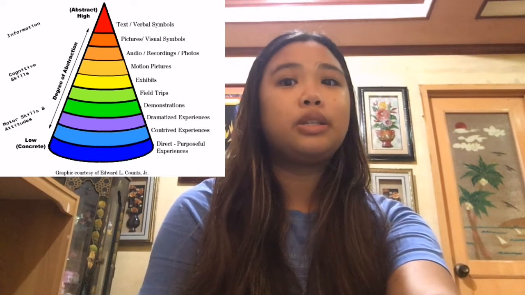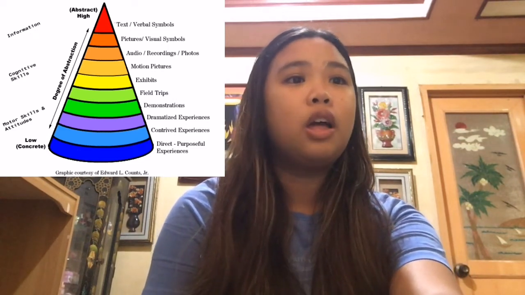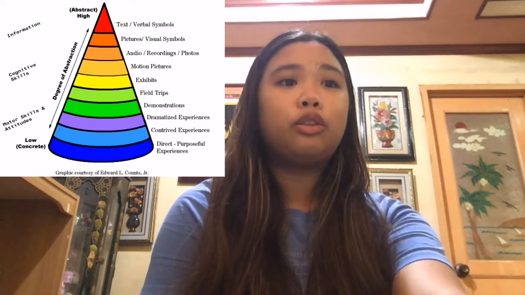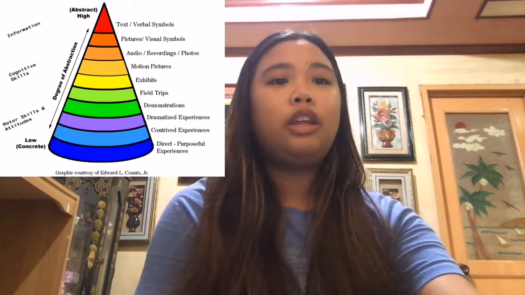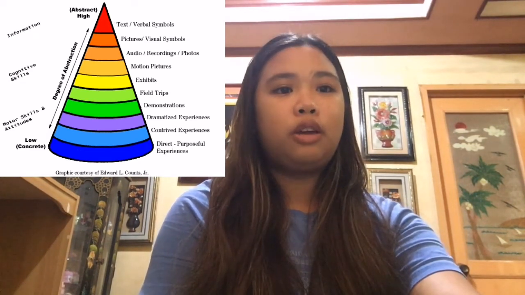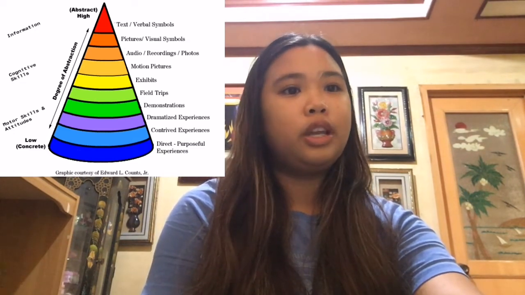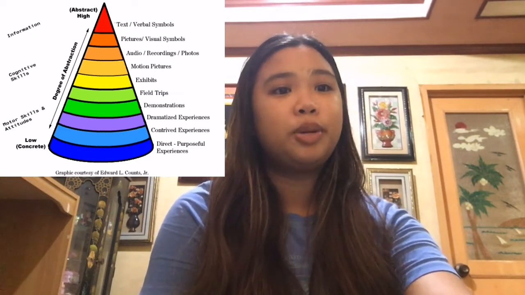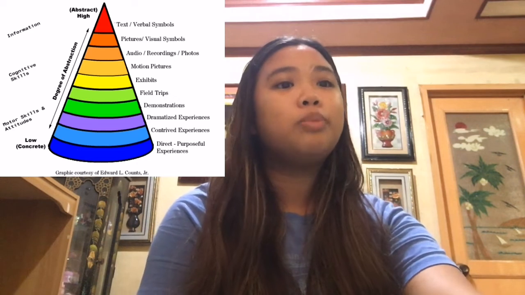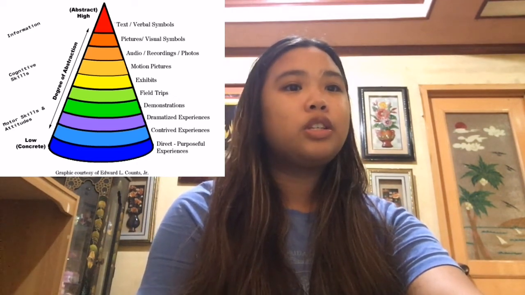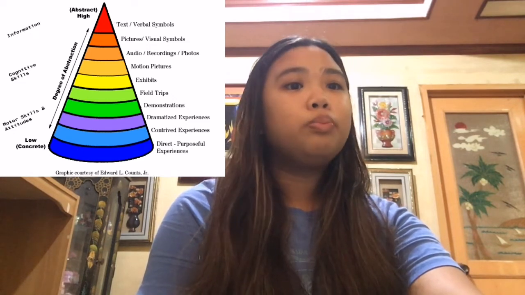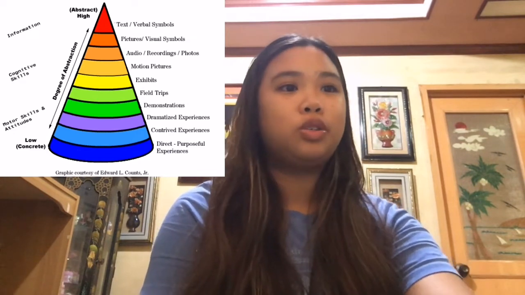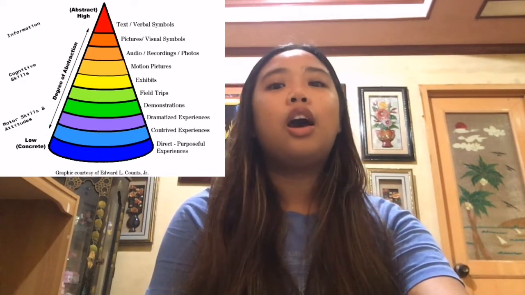As we have here, we have the cone itself, which is divided into 5. In the lower area of the cone, we have the direct or purposeful, followed by contrived experiences, and then dramatized experiences, demonstrations, study trips, exhibits, television, educational motion pictures, recordings, radio, still pictures, visual symbols, and verbal symbols. Each level of the cone has its own use.